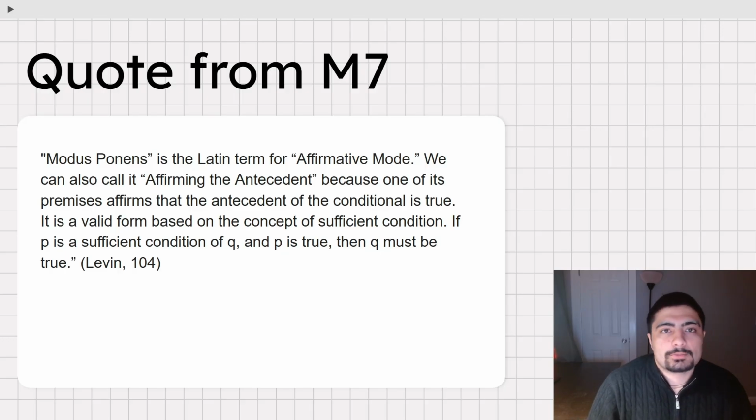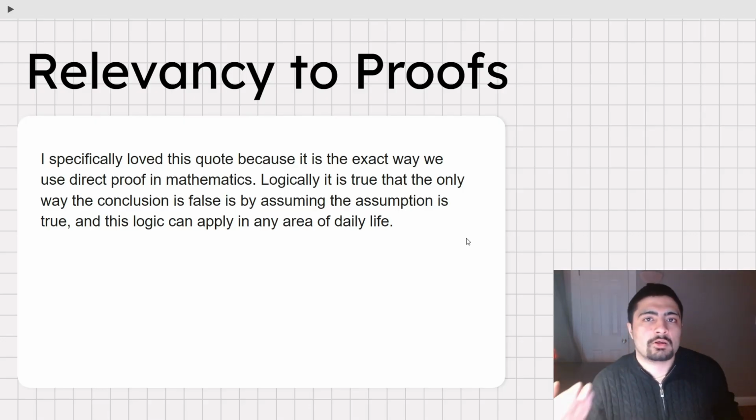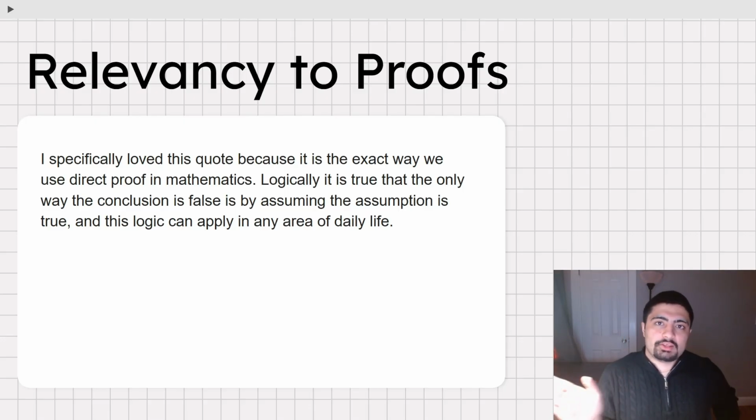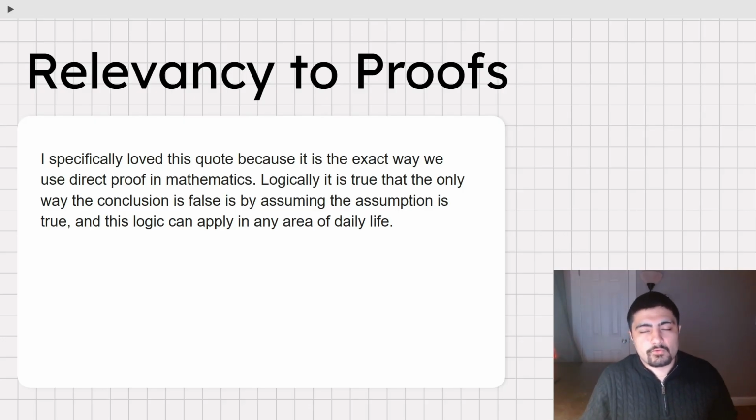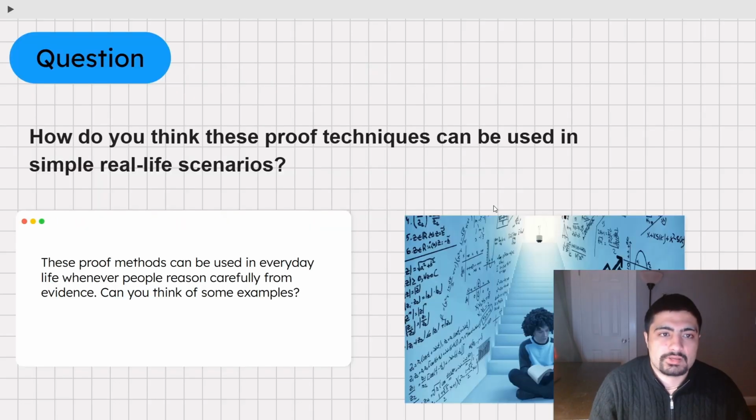So what I understand is that this is really connecting to direct proof. Just like we did in direct proof, we assume the antecedent is true in showing that the consequence cannot be false. And this is how we construct our proofs using direct proof, which is very similar. And logically, the only way the conclusion is false is if the assumption is false, and this logic can apply in many areas in life.